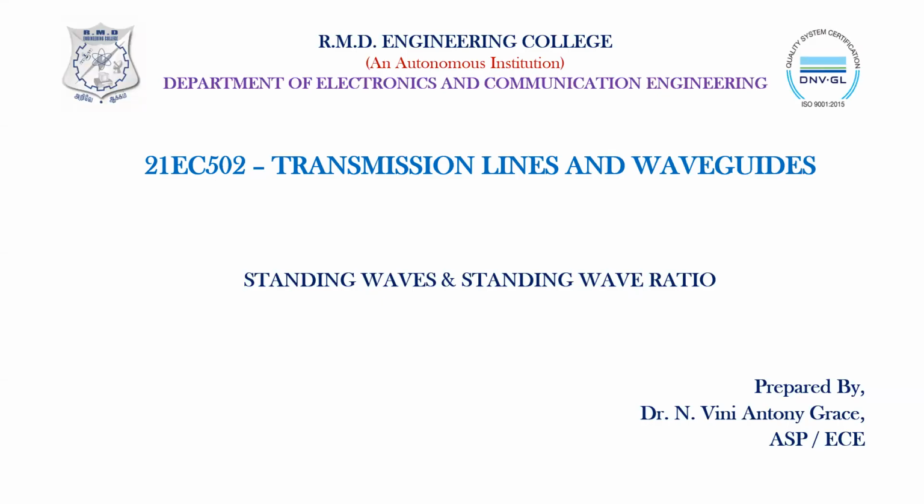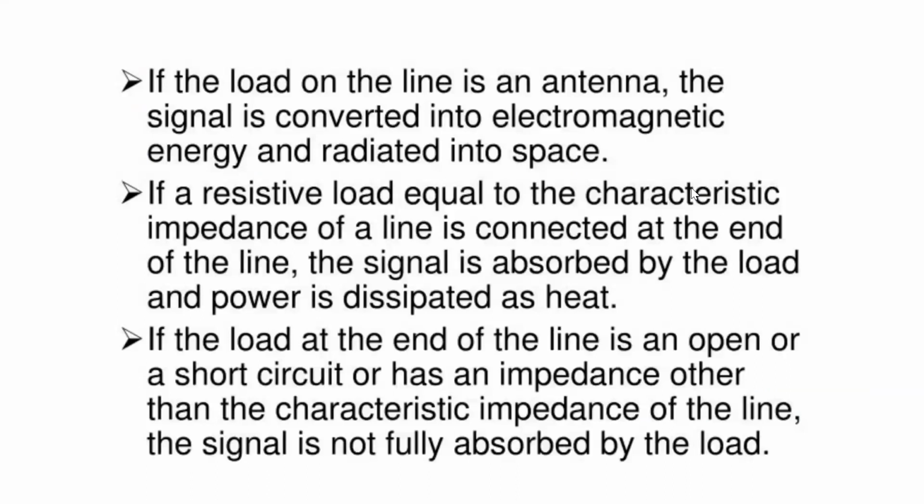Dear students, in this lecture, we are going to see what is meant by standing waves and what is the formula to find the standing wave ratio. We all know that if the transmission line is terminated by an antenna, then the signal that is transmitted from the source to the load will be converted into electromagnetic energy and it will be radiated into space. That is, if the load is an antenna, the signal will be radiated into space.